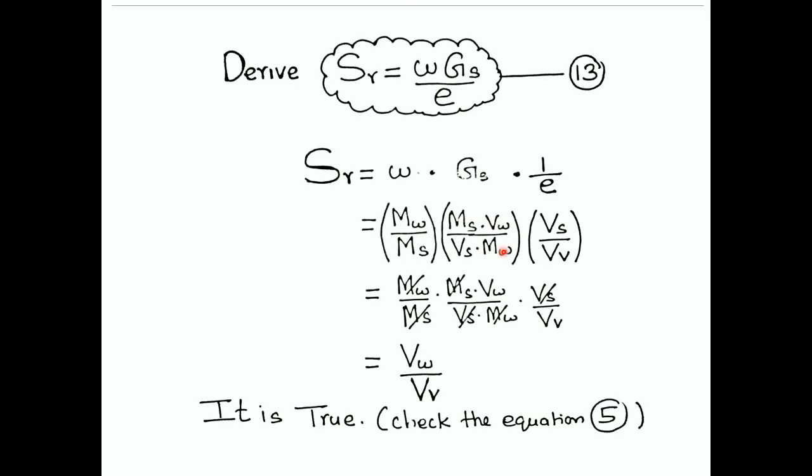Check the previous slide. 1 over E is equal to volume of solid over volume of voids. Then this mw cancels out, ms and ms cancel out, Vs and Vs cancel out. Then Vw over Vv. This is the definition of SR. Check equation 5. It is true. This relationship is true.